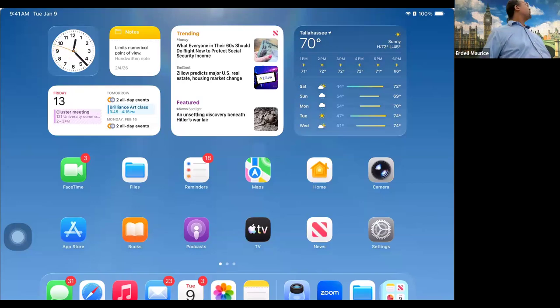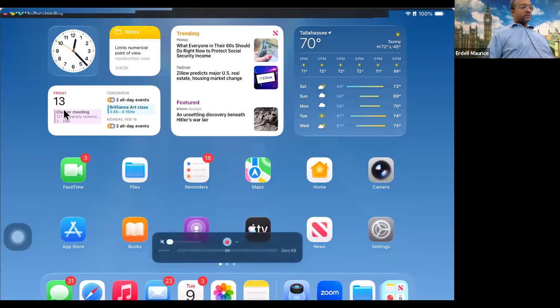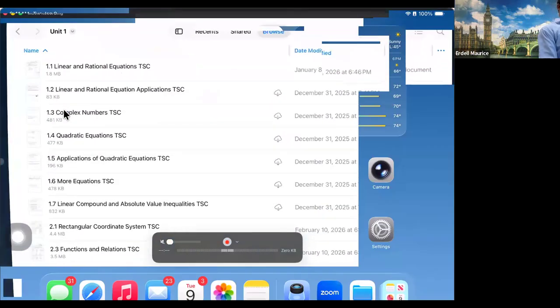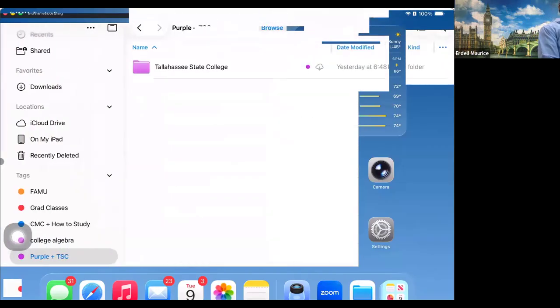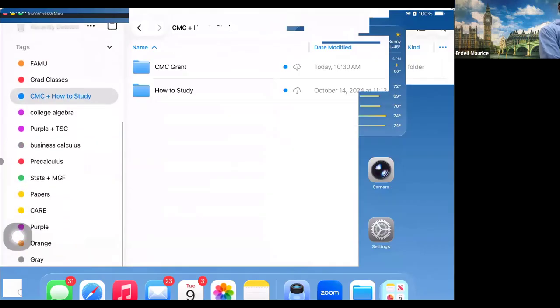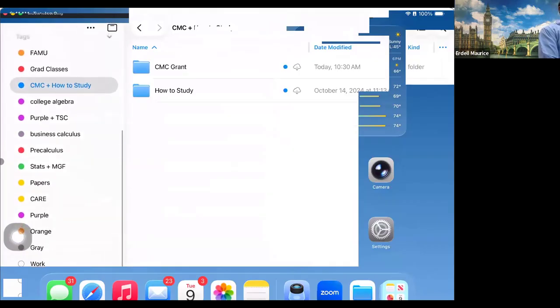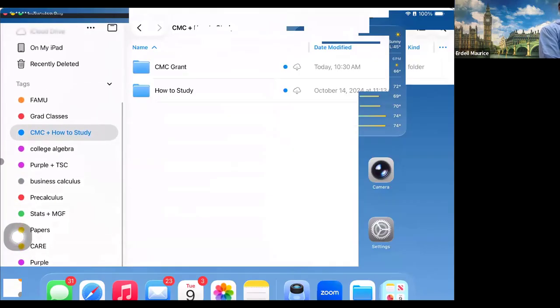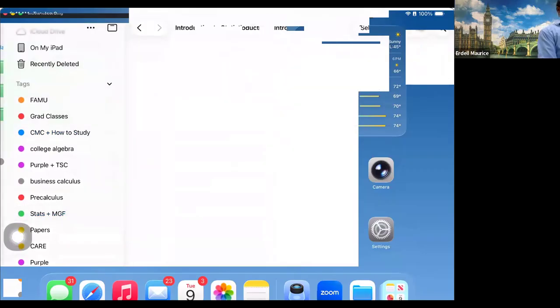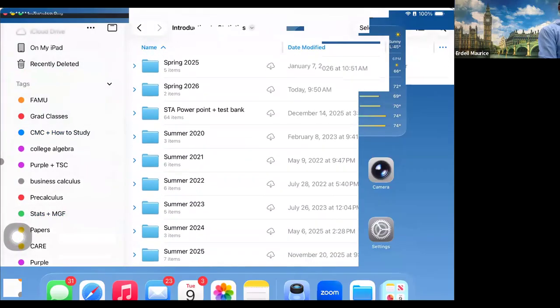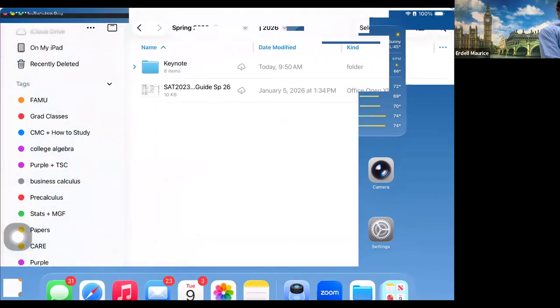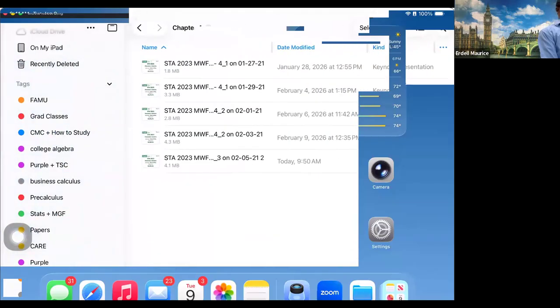All right. So you guys can see my screen. I need to come on here. What am I looking for?